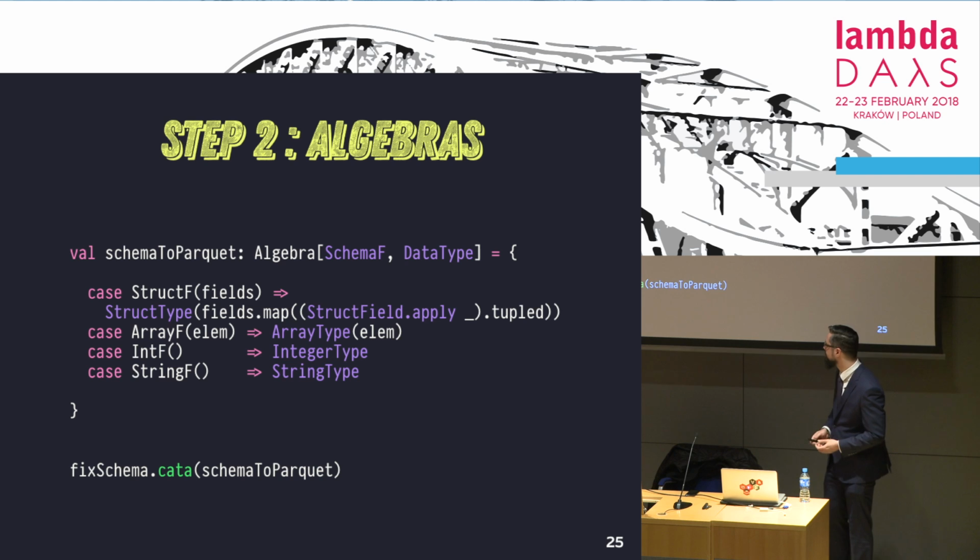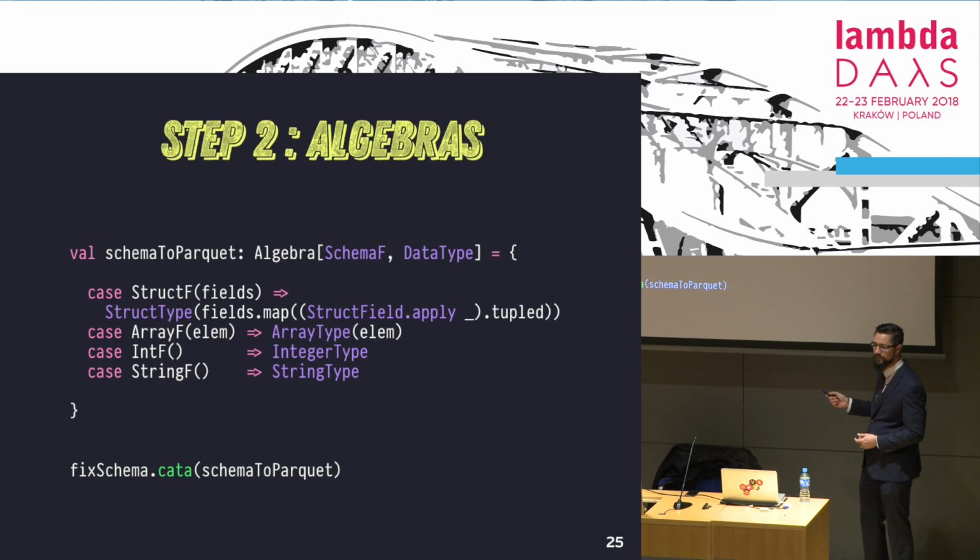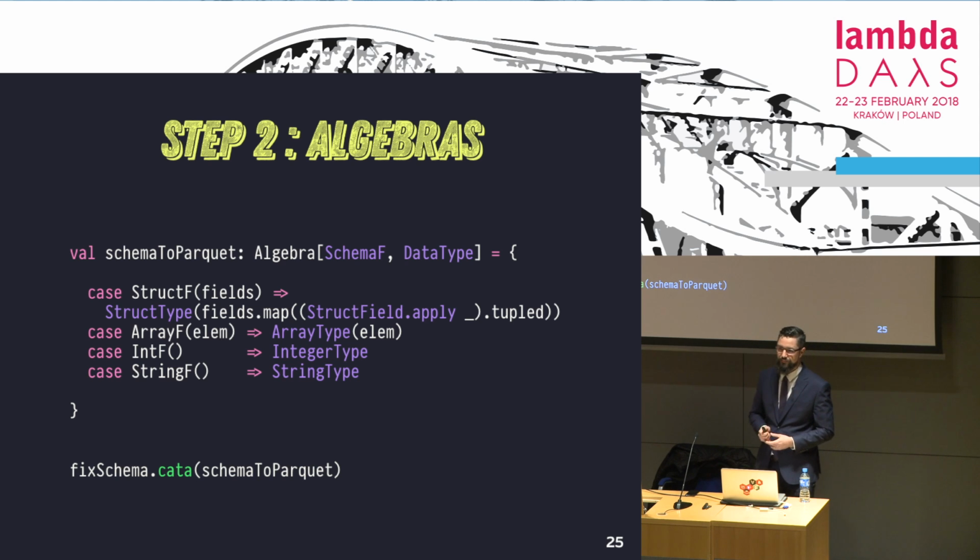by the recursion. And to call it, suppose we have a Fix of SchemaF, we just have to call the method cata on it with our algebra, and it gives us a DataType. Okay?